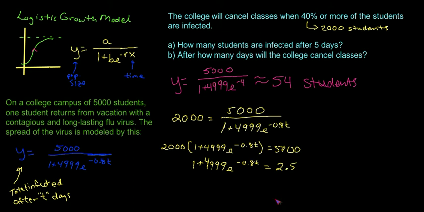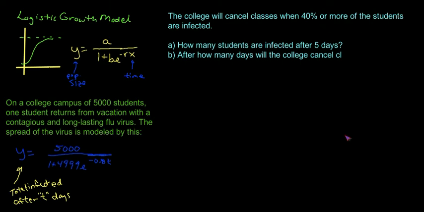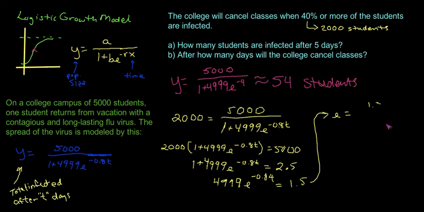So I can subtract 1 on both sides to cancel this out. So I'm going to be left with 4,999e, all raised to the negative 0.8t. And then the 2.5 minus the 1 is 1.5. Slide it up here so we get a little more room. I'm going to divide both sides by 4,999 to isolate the e. So I get 1.5 over 4,999.